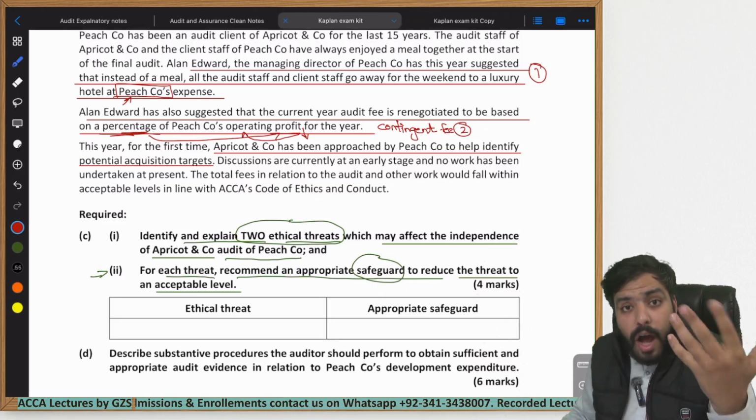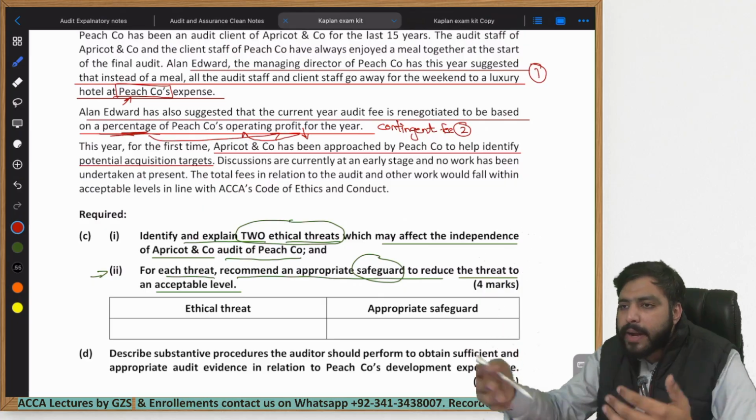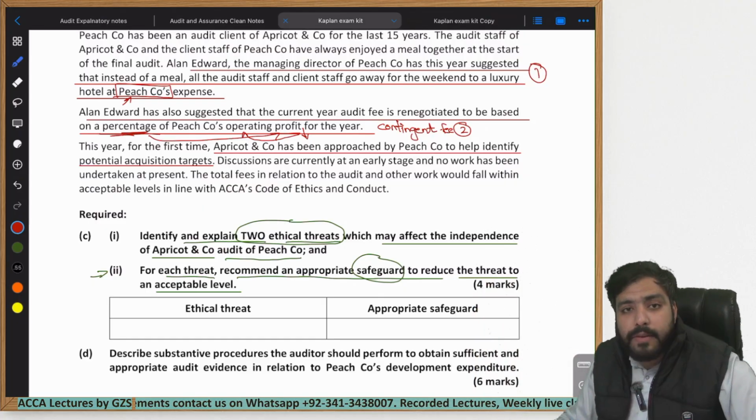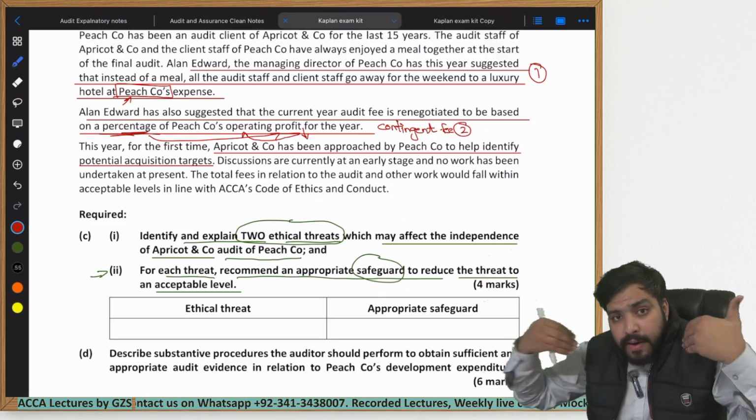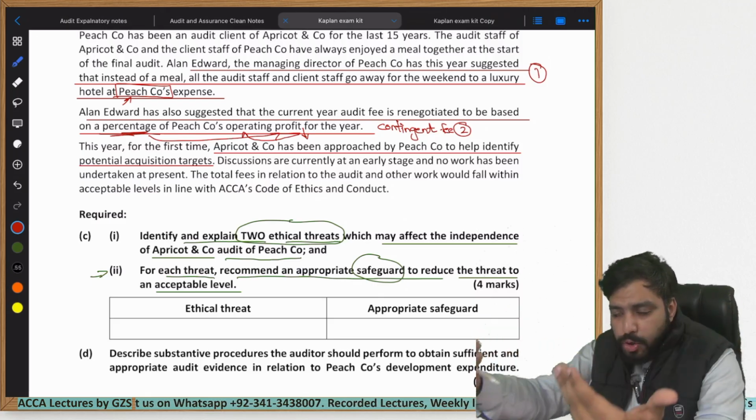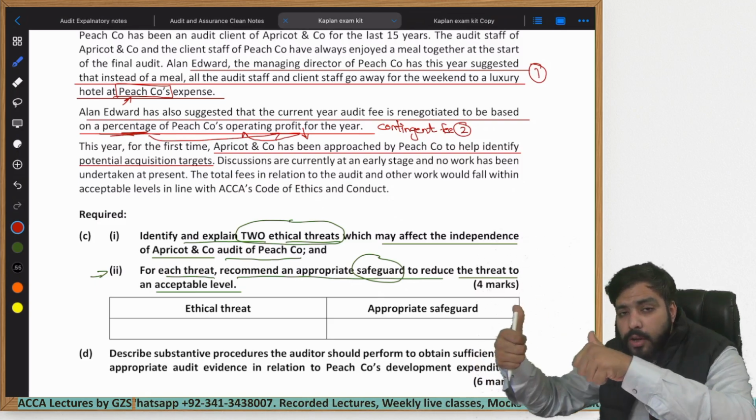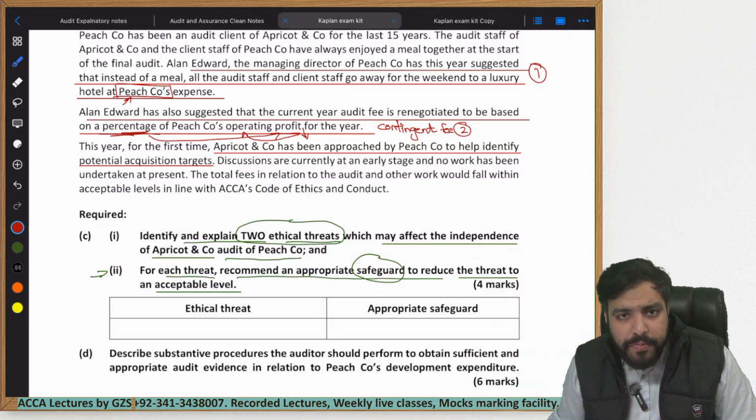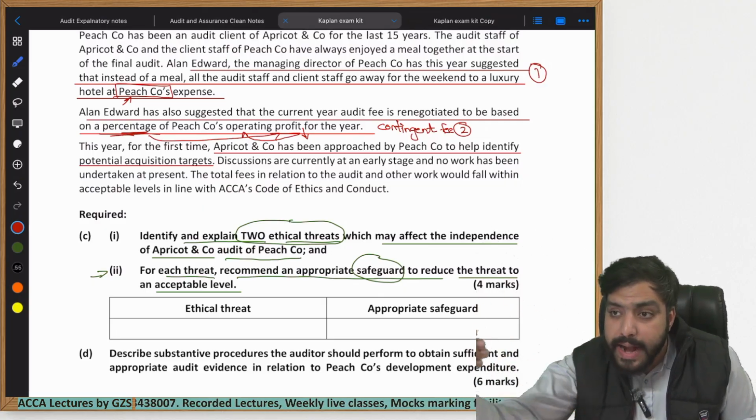How, do you ask, would this create a self-review threat? Once we help them identify the company that they should acquire, goodwill would have to be calculated. That goodwill would be based upon our suggestion of how much they should pay for this company. We will have to calculate for Apricot and for Peach Corporation, for any subsidiary that they acquire from now on, any company that they invest in, what would be the net assets of that company.